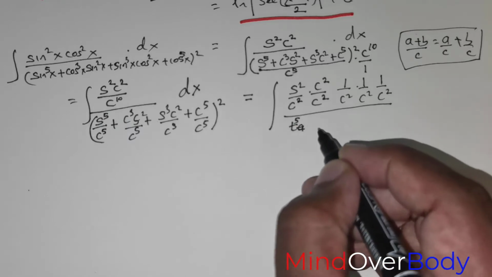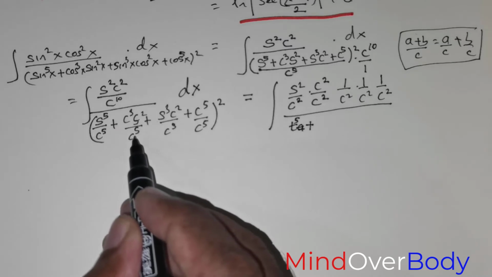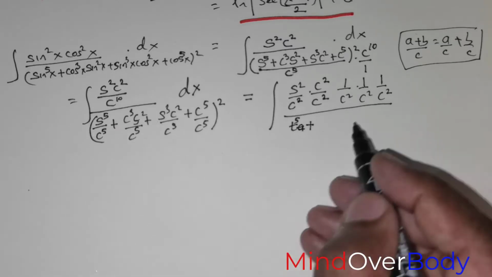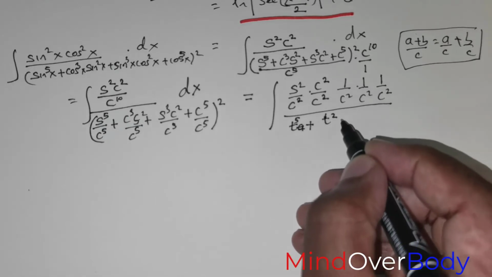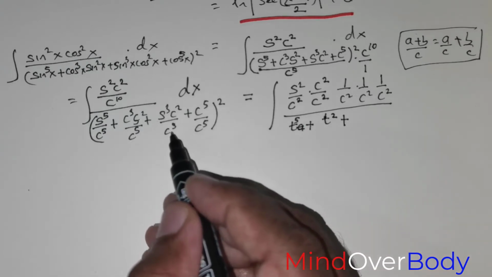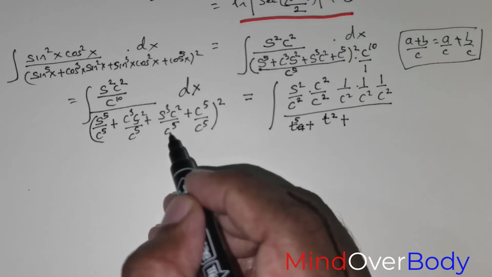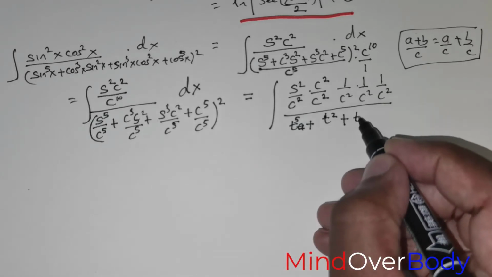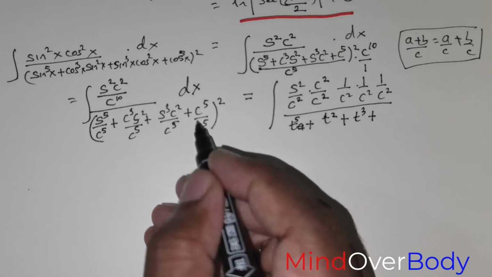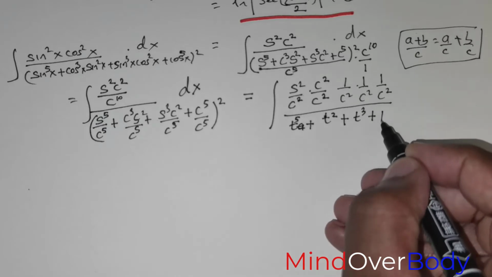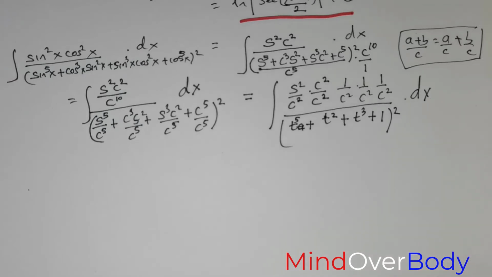Now instead of writing tan, I should have written it as t. So this is t to the power of 5 plus, now this is c cubed and c to the power of 5, so I would get s squared over c squared, which is t squared, plus, now this is c squared and you've got c to the power of 5, so I get c cubed here and s cubed over c cubed, that will be t cubed, plus c to the power of 5 over c to the power of 5, both get cancelled, giving me 1, and that has to be raised to the power of 2, and we've got the differential operator dx, right?